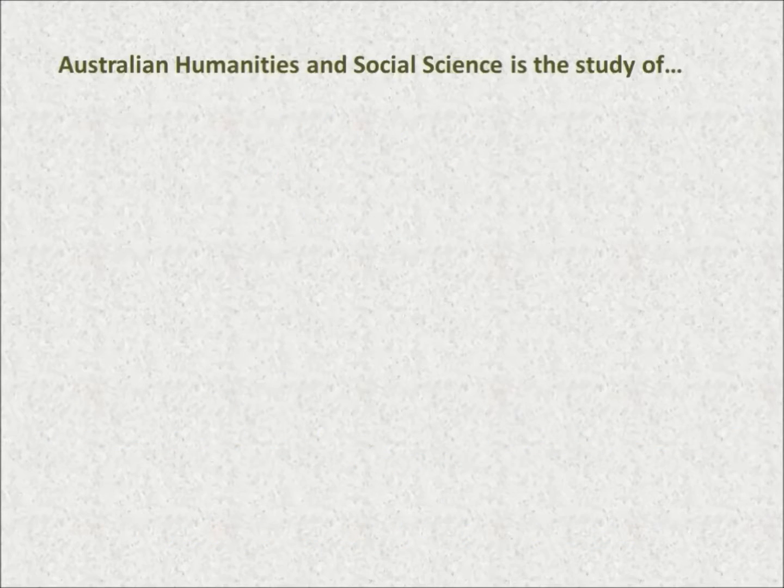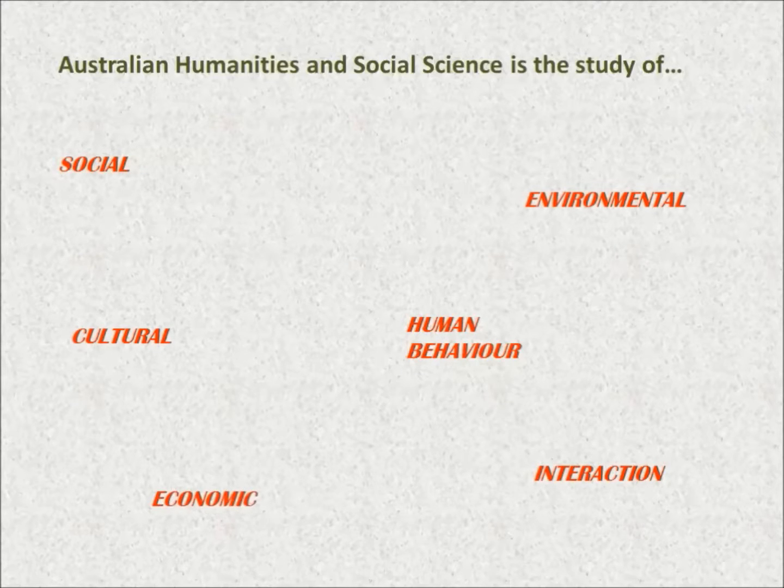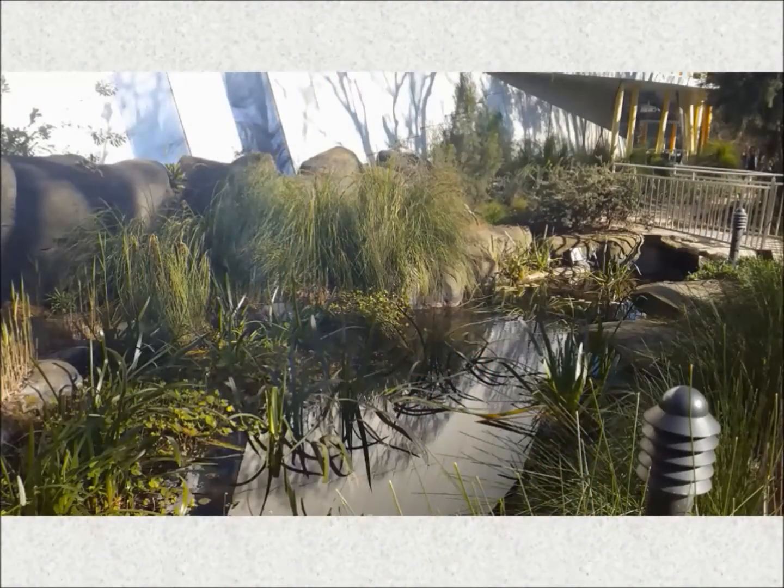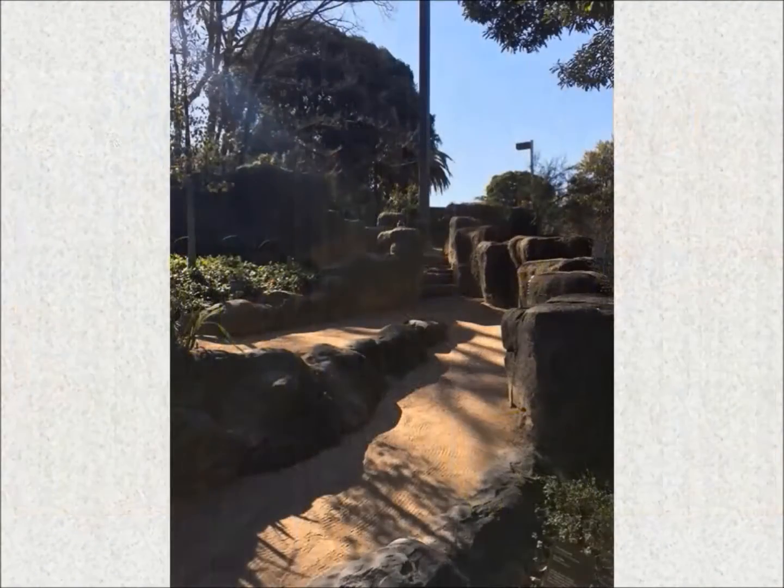The Australian Humanities and Social Sciences are the study of human behaviour and interaction in social, cultural, environmental, economic, and political contexts. The agenda of the Humanities and Social Sciences has both a historical and contemporary focus, from personal to global context, and also considers possible challenges for the future.